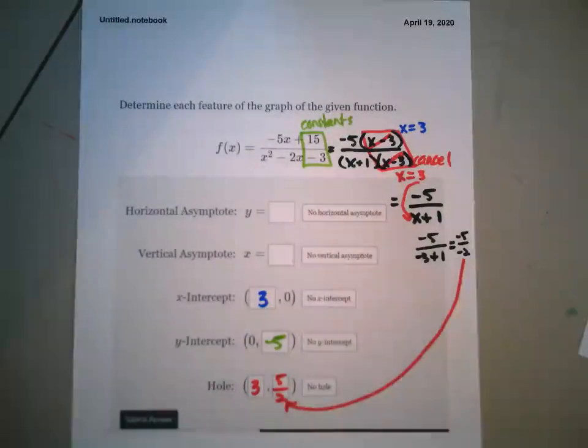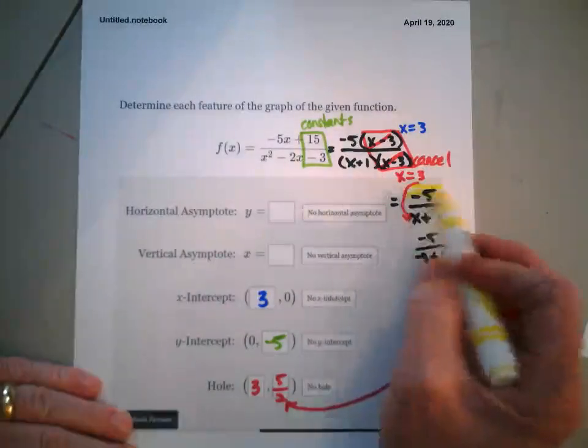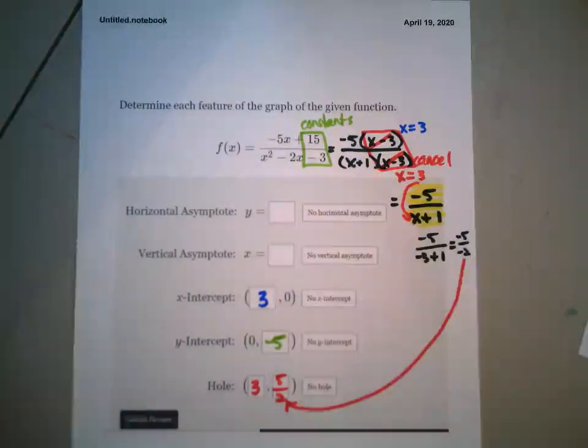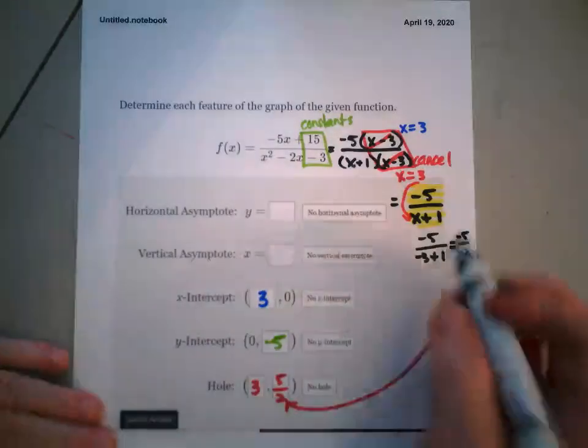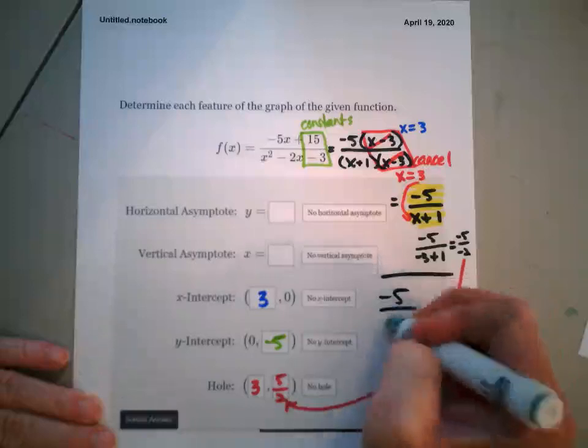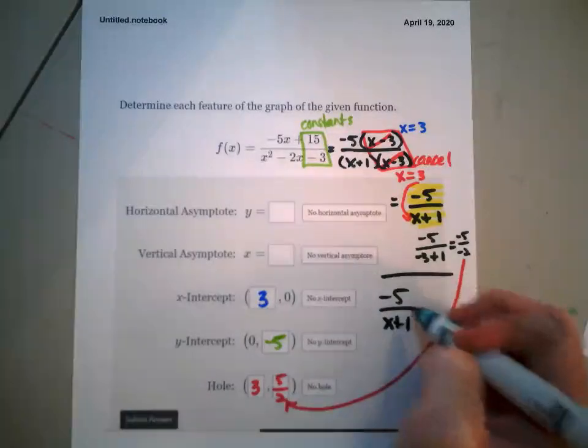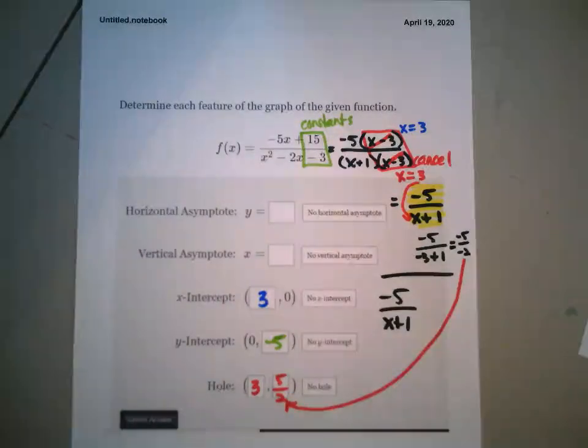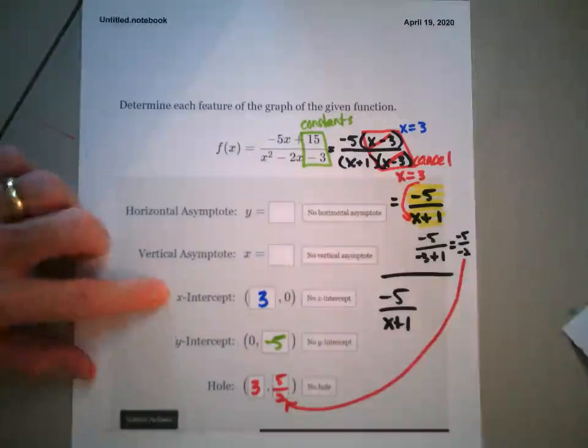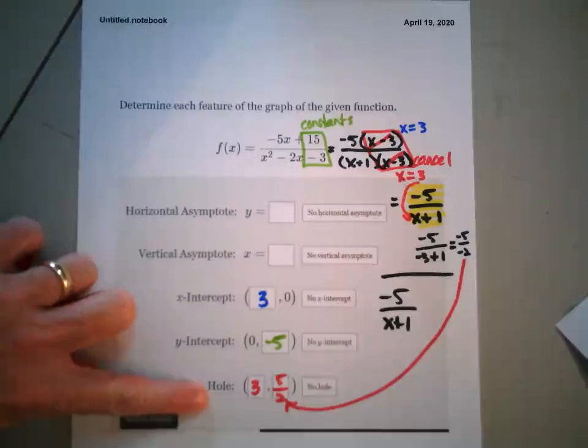All right, so just a reminder, as we're going through this, this is what remains in the problem. This is our new problem. This negative 5 over x plus 1. That is where we are. This is what we're working on in the problem now. All right, so we have our x-intercept, our y-intercept, and our hole taken care of.